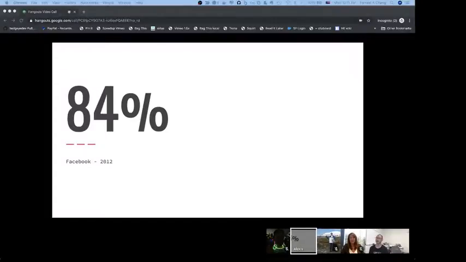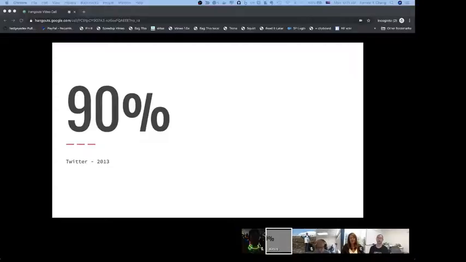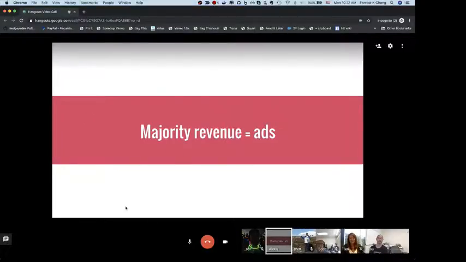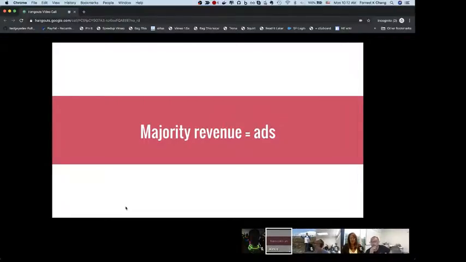I don't know if any of these have increased or decreased, but Facebook 84%, Twitter 90%. And you can transfer Yahoo. Hold on, I gotta mute because Scott can't mute. You guys good? Yep. Okay. So yeah, majority of revenue coming from ads. I guess traditional media is the same too, right? Like magazines sell a lot of ad space, and that's how they get money.